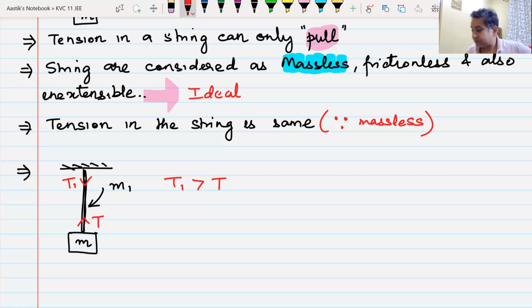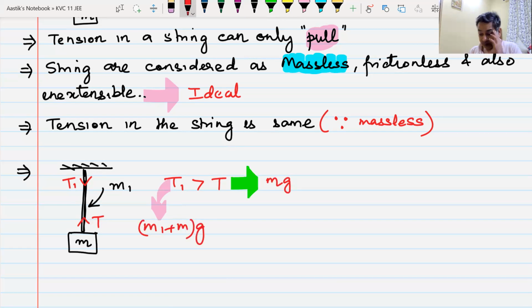In fact, when the time comes, and it will probably come today, we will find out that the value of this T is going to be simply mg, and the value of this T1 is going to come as (m1 + m) times g. So you can see that tension T1 would be different from tension T when the string gets a mass. Those questions are very few and very rare. Whenever these questions come, we will tackle them.